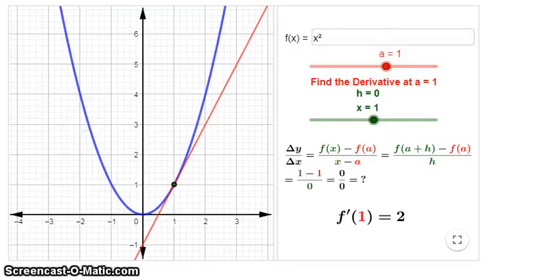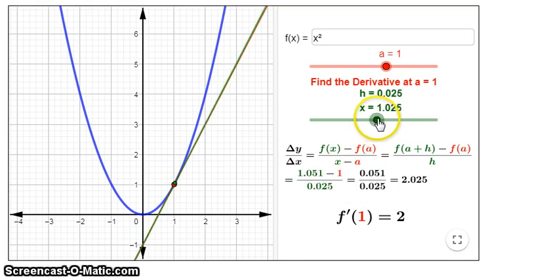Let's look at an actual example. We're going to take this function x squared, and we're going to find the value of the derivative at a equals 1. So we're going to be looking for the slope of this tangent line when we have a is equal to 1. Right now I've got x also equal to 1. So the 2 points are the same, and as we've seen before, our slope calculation is 0 over 0, which gives us an undefined value.